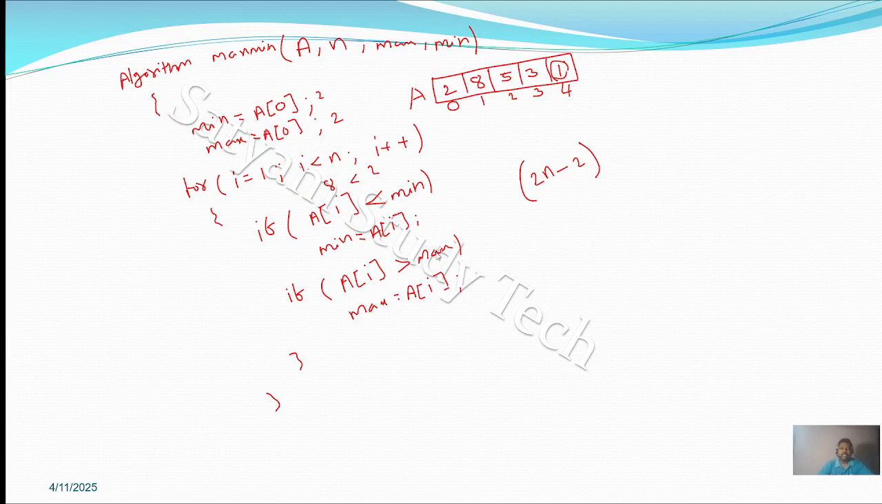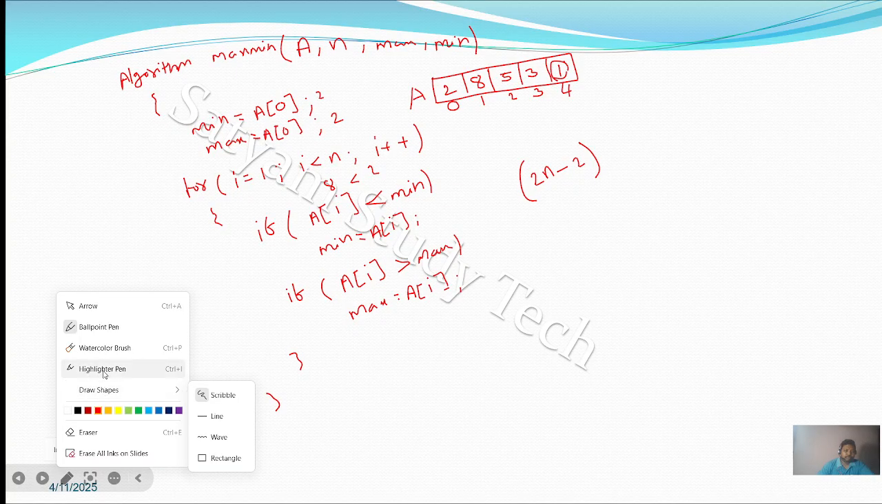Okay, now you can apply the divide and conquer strategy. You can find the minimum and maximum by using recursive calls. So what is the algorithm here? Algorithm: maximum and minimum, with lower bound, upper bound, max and min.